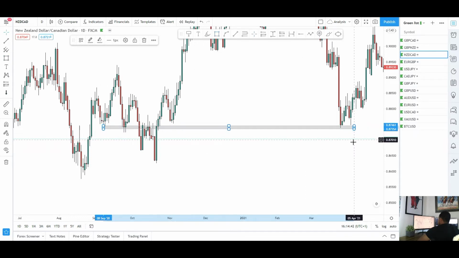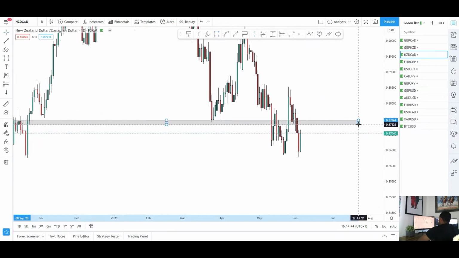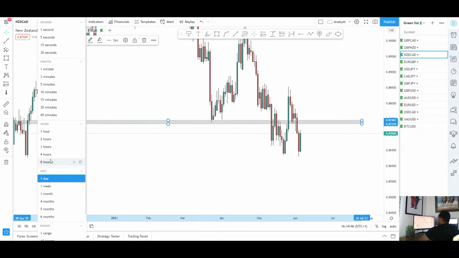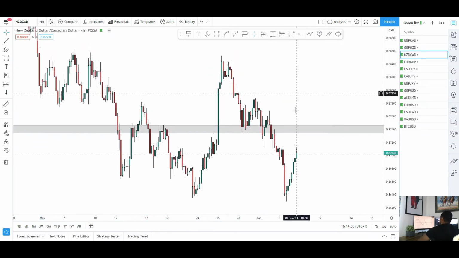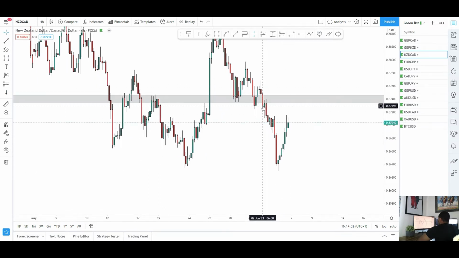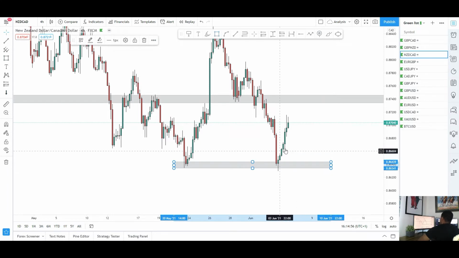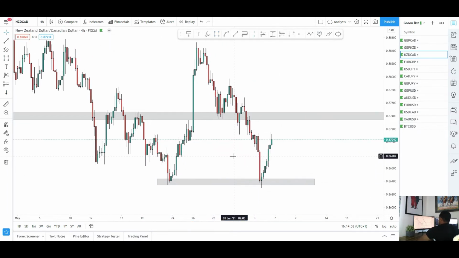We do have this key support here, which we were looking for a bit of a bounce to the upside. However, that did not happen. We did see a brief bounce on the lower time frames, but again, price didn't really kick off from that area. It eventually broke through and did roll over back into these lows down here. I did say if price was to get here, it will be a nice area to look to buy again and see if you can catch a move to the upside.